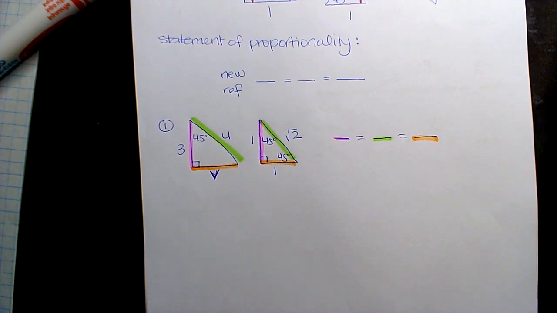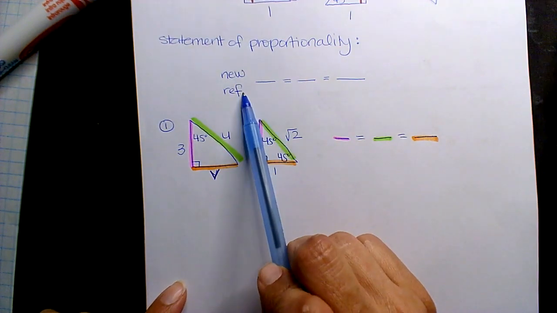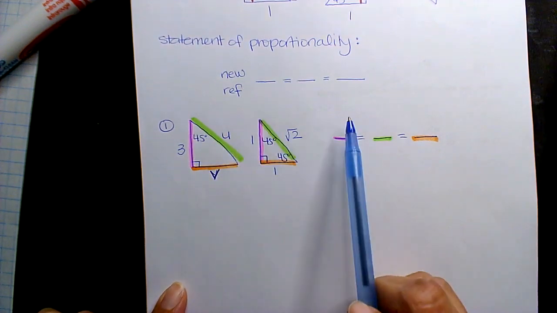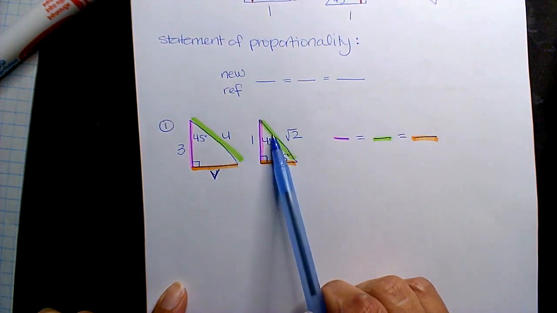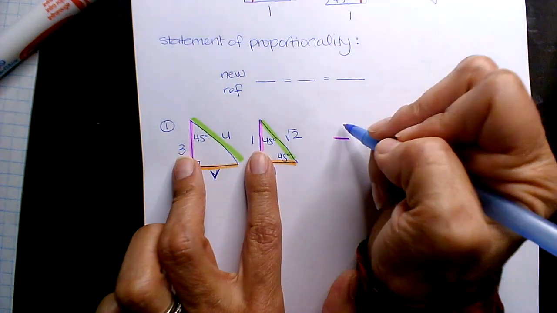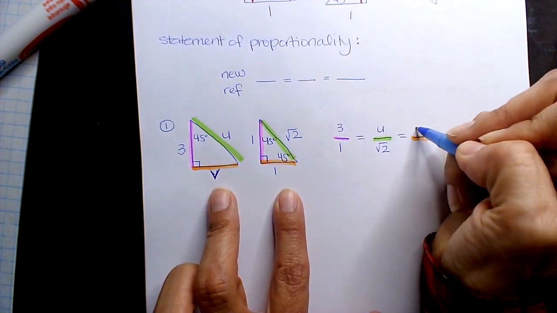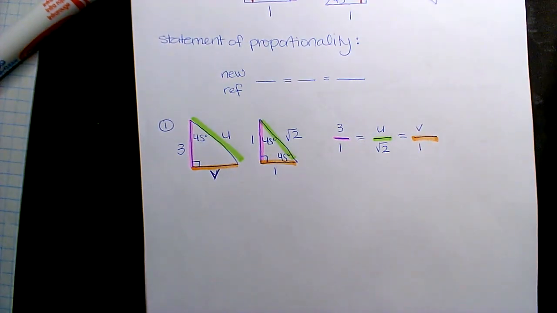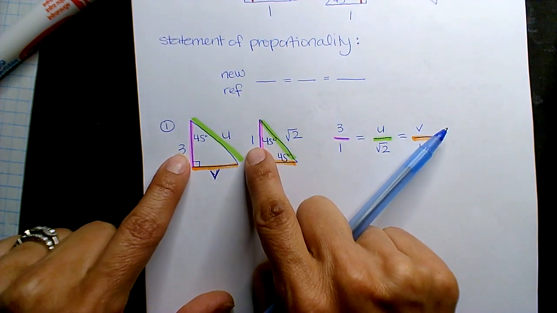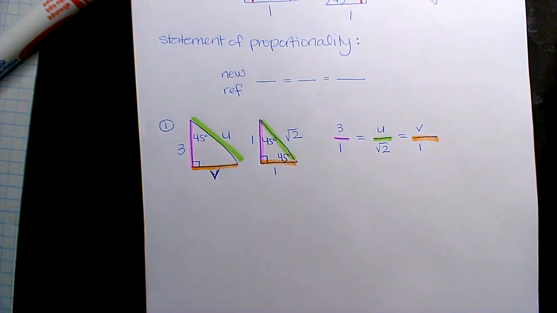All right, so remember, it's always new over reference. So I'm gonna go left to right. So left triangle goes on top, the right one goes on the bottom. So it's 3 over 1, U over rad 2, and V over 1. And so that's your statement of proportionality. That's telling you that your corresponding sides are your pink, your green, and your orange. Do you guys remember this a little bit? Yes. Yeah, okay. So now, how do you solve for your unknowns, U and V?